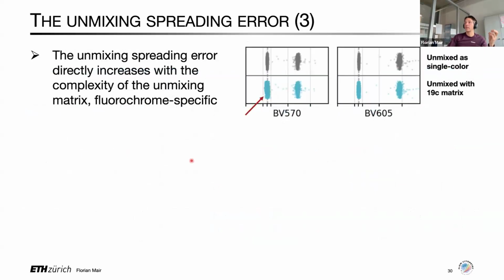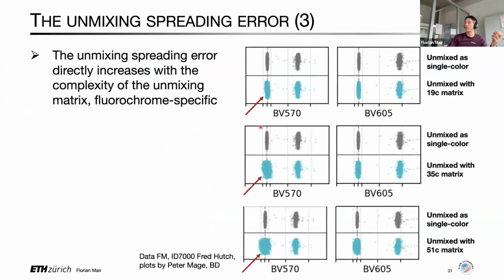And what we also found is that this effect really seems to increase on a per fluorochrome basis with the complexity of the unmixing matrix. So here you can see again two single stains, the same type of plots, where the upper row would be the respective single stain unmixed as single color. And down here you can see the same single stain unmixed in the context of a 19-color unmixing matrix, where you can actually see a slight hint of that effect taking place already. Here unmixed in the context of a 35-color unmixing matrix, where the effect becomes more pronounced. Or here we are back to the 51-color unmixing matrix, where the effect is quite drastic, as you've seen it on the previous slide deck.